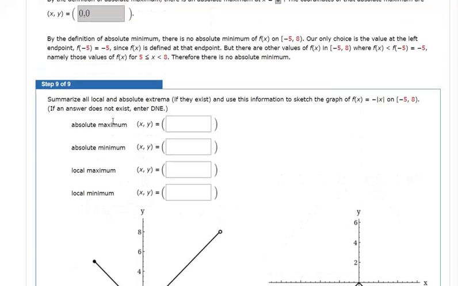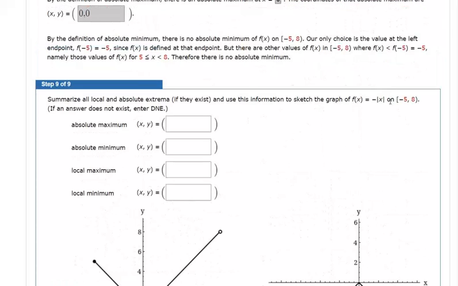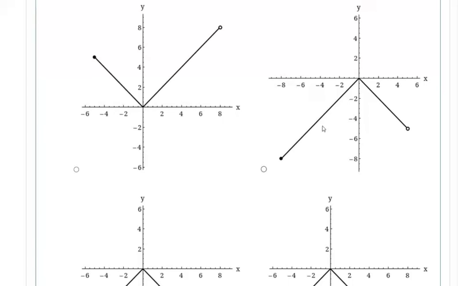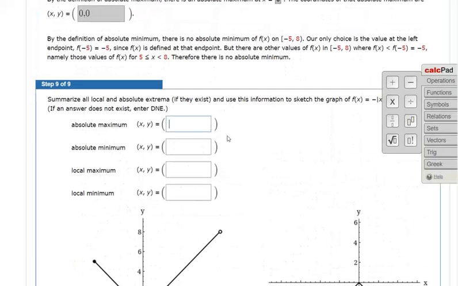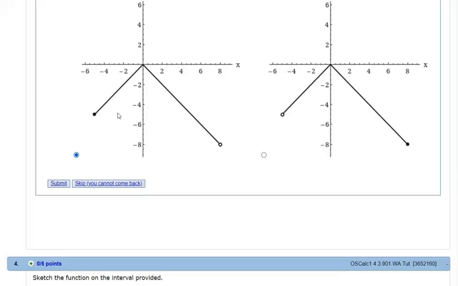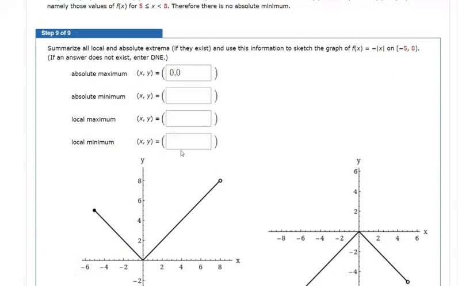Summarize all local and absolute extrema. I mean, the graph we already just looked at. It's from -5 to 8. There should be a closed dot on -5. So x equals -5 to 8. This was the one that has a closed dot. Absolute maximum is 0, 0. We said the absolute minimum, if you look in this graph, we never actually reach the absolute minimum. We get infinitely close, but we never reach it at x equals 8. So that's 8, -8.